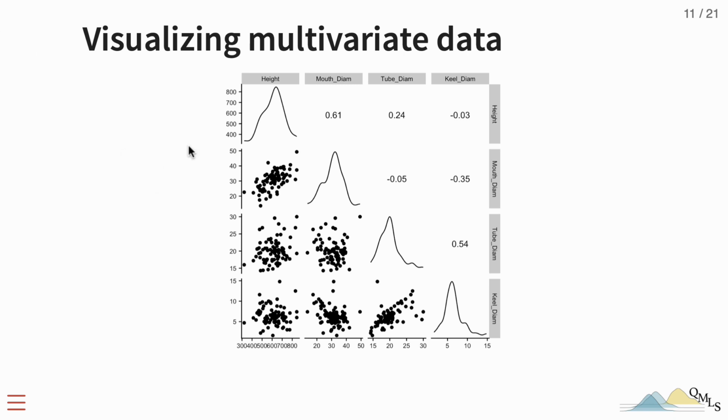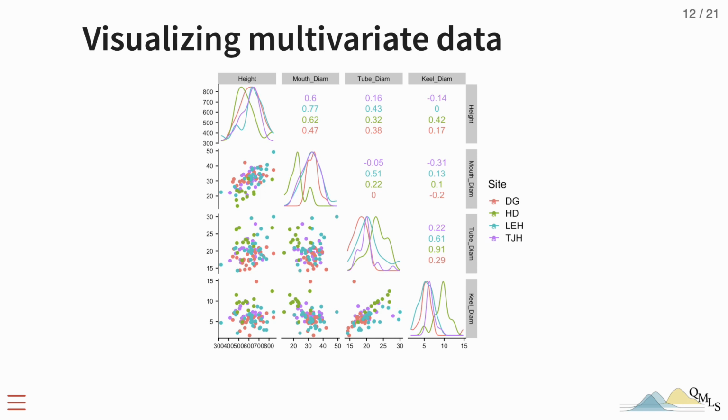These are the univariate distributions of those, and they look roughly normal. That's good. These are pairwise scatter plots; you can see that there are some relationships there. And then this upper triangle is pairwise correlations. You can see, for example, that height and keel diameter have effectively no correlation, but height and mouth diameter have pretty high correlation, 0.6. So this is a very quick way to get a first feeling for how these variables might be related to each other, or in this case, unrelated to each other.